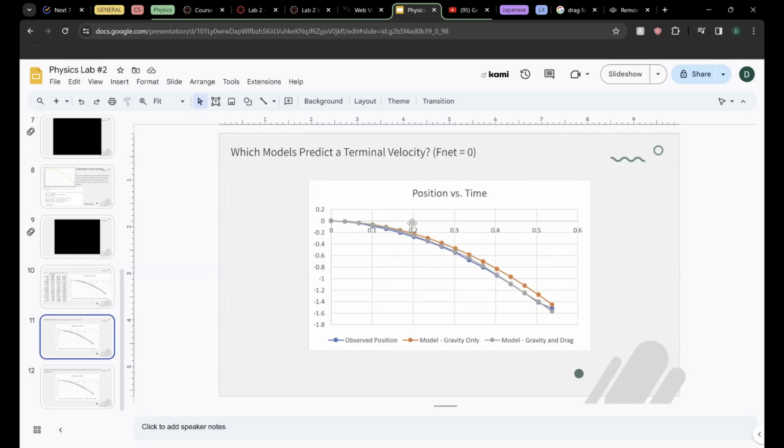So which model predicts terminal velocity, which is when F net equals 0? Pretty much all of the models will predict terminal velocity. It just depends on the end of the graph. As you go farther down the graph, if time was much longer, you get to a point where the slope was the same, and that would be terminal velocity.